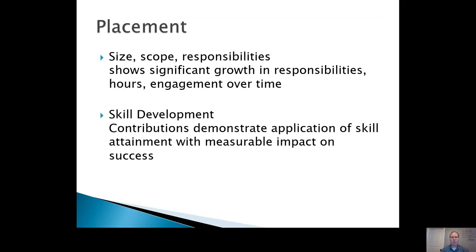So we shift gears to placement. We remember that placement is when a student is working for someone else. The two big points areas, as I call them, for placement forms are size, scope, and responsibilities. And so we're showing significant growth in our responsibilities, our hours worked, or our engagement in the project over time.